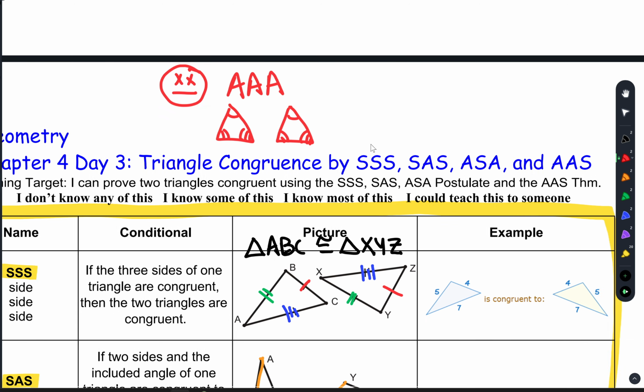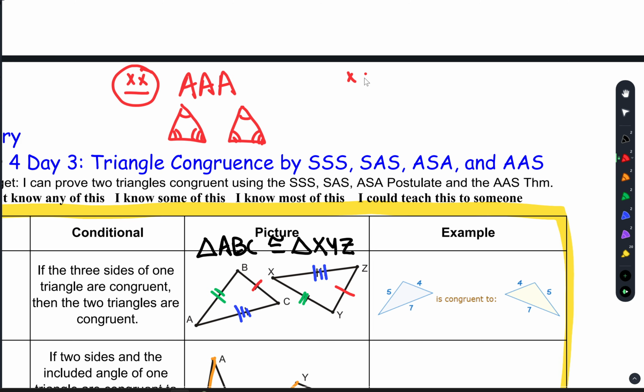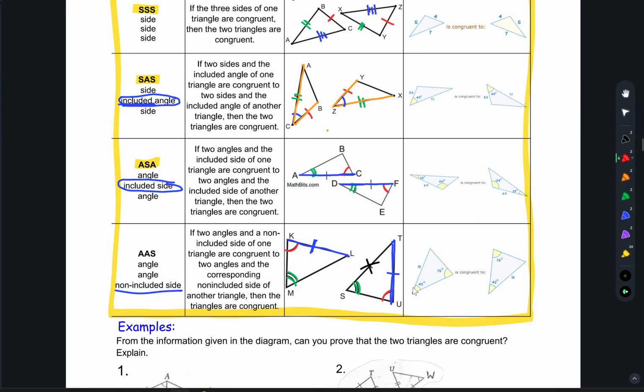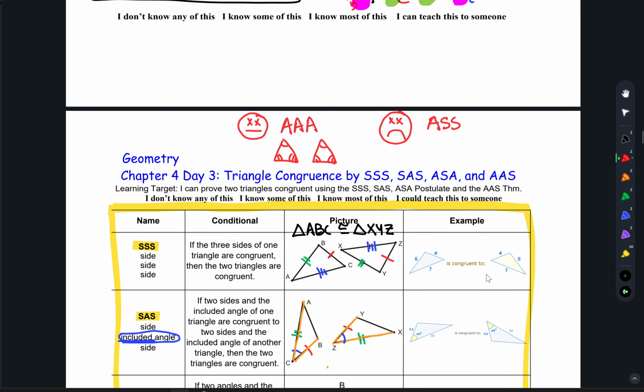The other one, and this one I hope sticks in your brain, I'm going to draw a big sad face because this is the one that I see the most often. You're going to laugh. It's ASS. We cannot use ASS. We have AAS, that's 2 angles and a non-included side. ASS is 2 sides and a non-included angle. We can never use this, okay? So if our angle is not sandwiched in between 2 sides, we have ASS and it is not going to work for us.